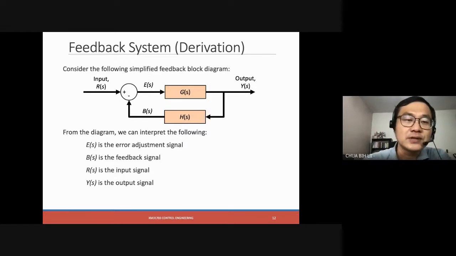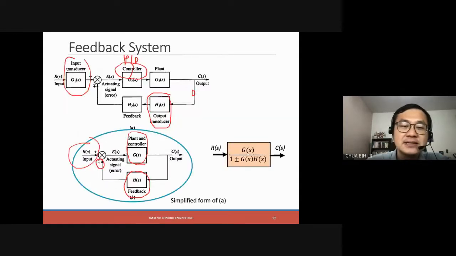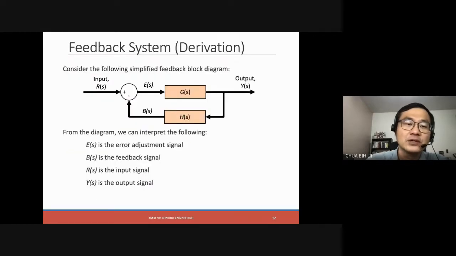Next would be the feedback derivations, how we can actually get this value, G over 1 plus GH. Basically we follow these derivations. We have seen the input, error, output, and the feedback signal.